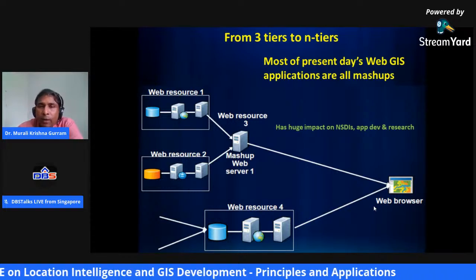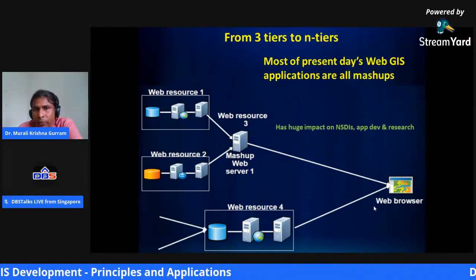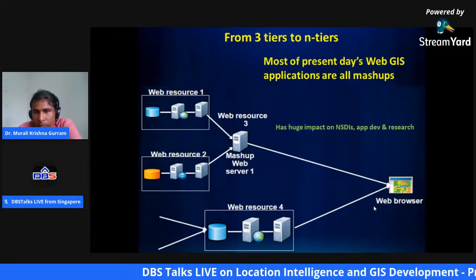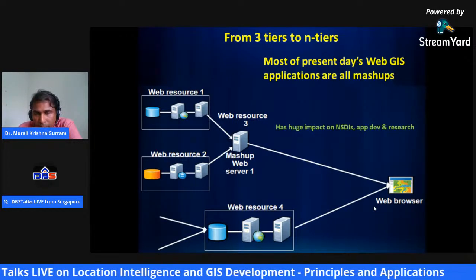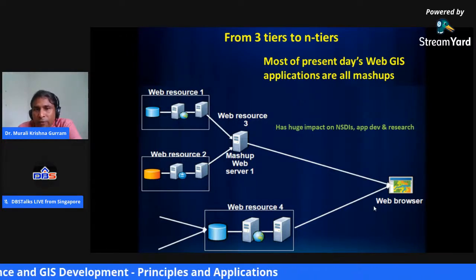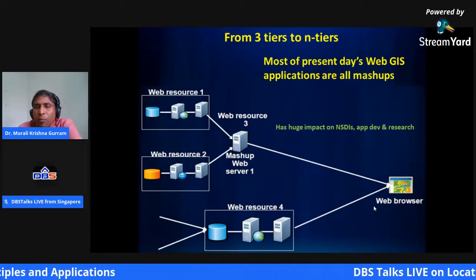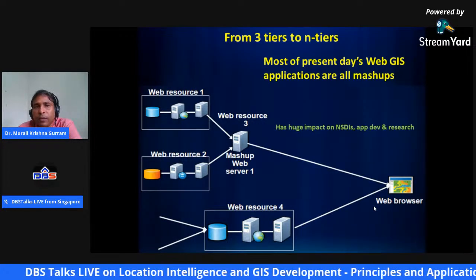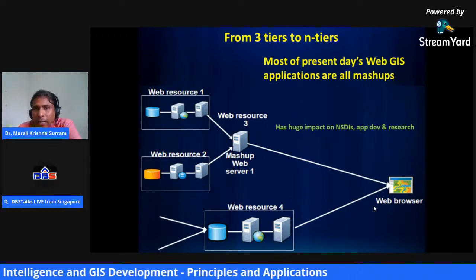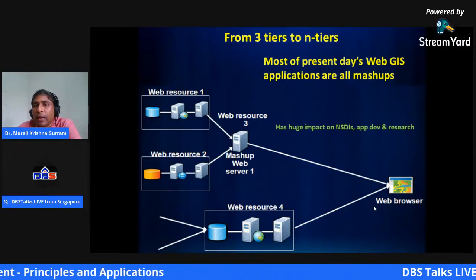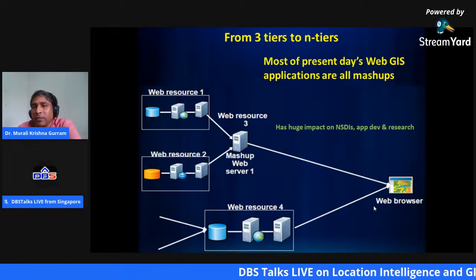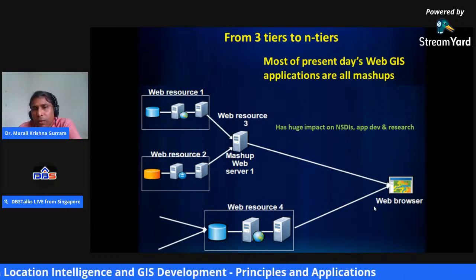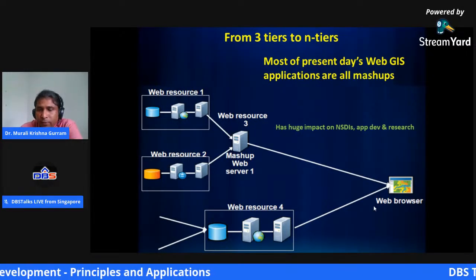In normal day-to-day life, we are not able to see all this. But whatever data we access and view over the web is the combination of different servers. This multi-tier architecture has a huge impact on NSDIs, what we call national spatial data infrastructures. That is a different topic. Okay, next slide please.